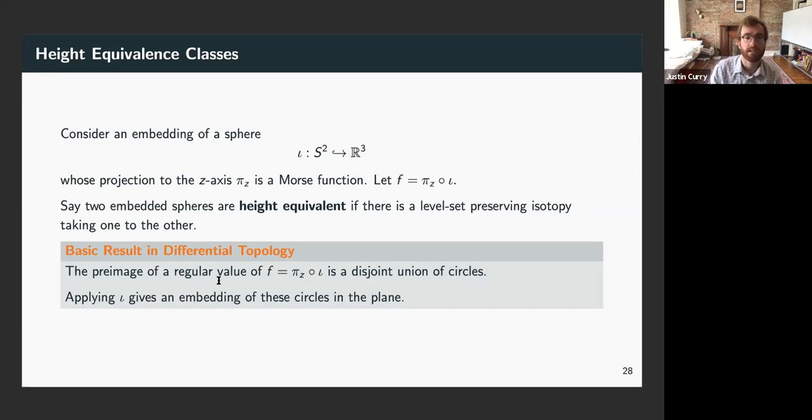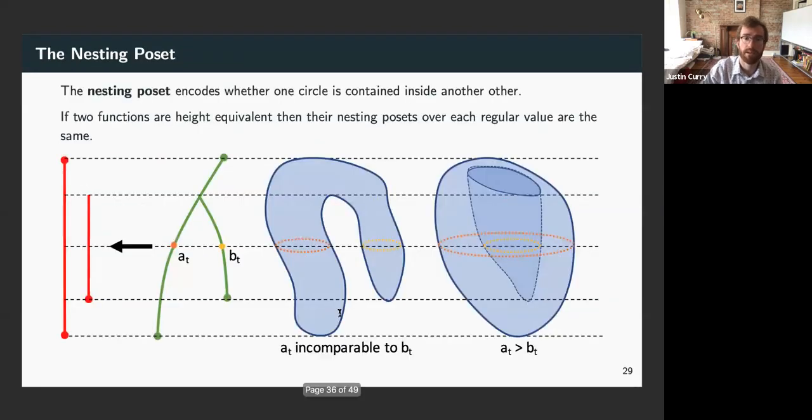And a simple fact, which I hope to remind you all of, is that because I've made this nice assumption, if I look at any regular value, so non-critical value, of this function, which is a composition of embedding followed by projection, that's going to give me a disjoint union of circles. And if I reapply this embedding, I now get embedded circles in the plane. So let's take a typical regular value for the two examples. And you'll see that what distinguishes these is I've got one where the circles are sitting side by side, and the other one is nested inside of the other.